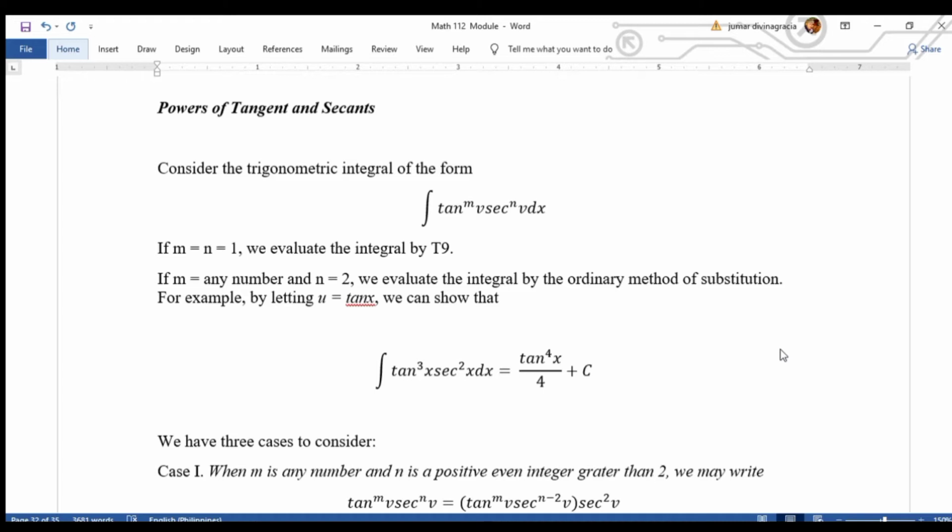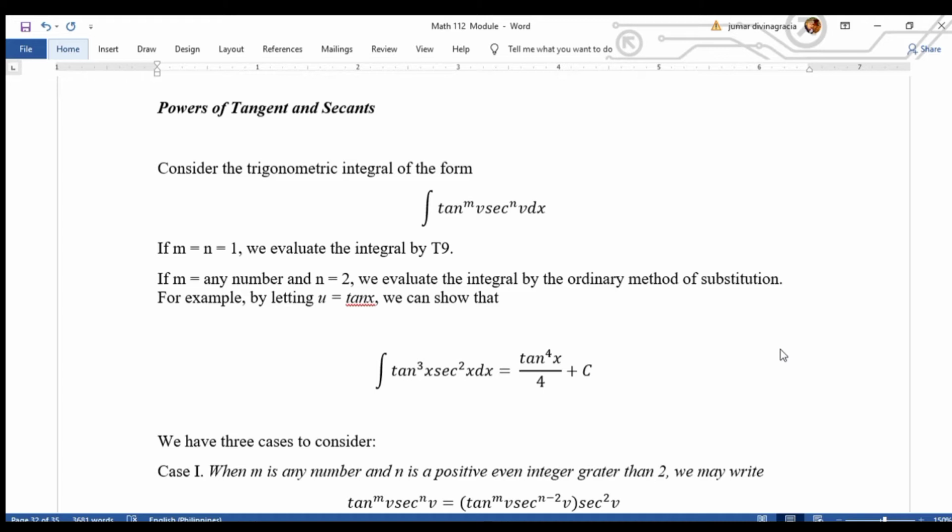So if m is equal to any number and n is equal to 2, we evaluate the integral form by the ordinary method of substitution. By letting u is equal to tangent x, we can integrate the tangent form by this expression here. So we have tangent to the power of 3 times x secant to the power of 2 times x dx is equal to tangent to the power of 4 x over 4 plus constant.